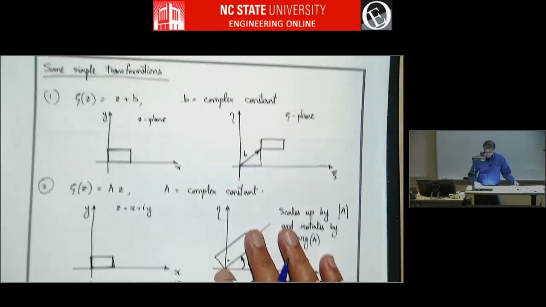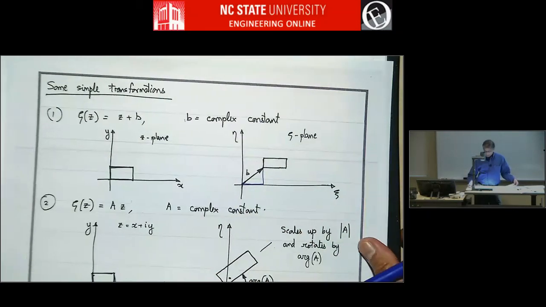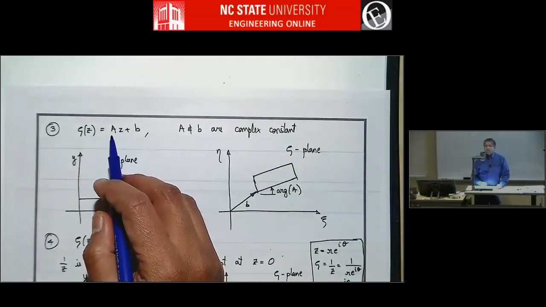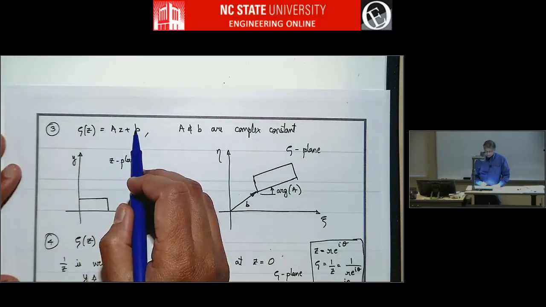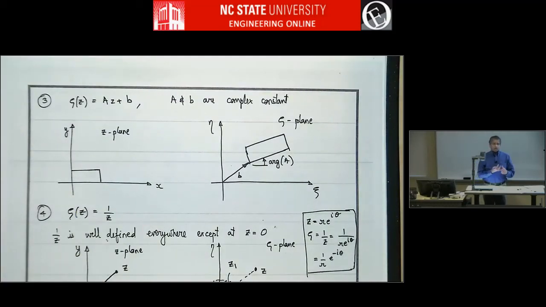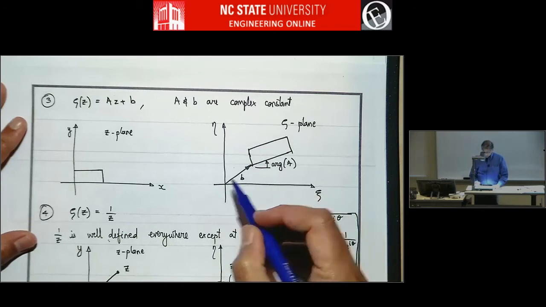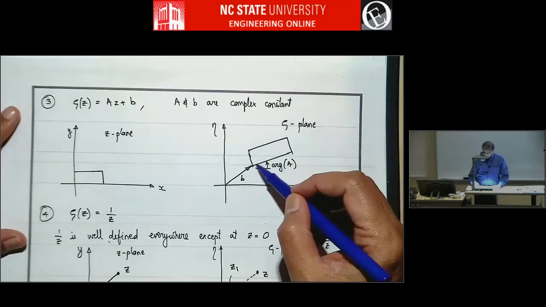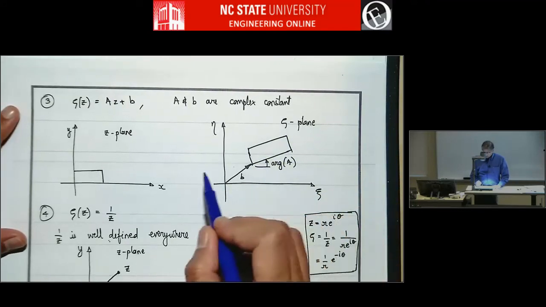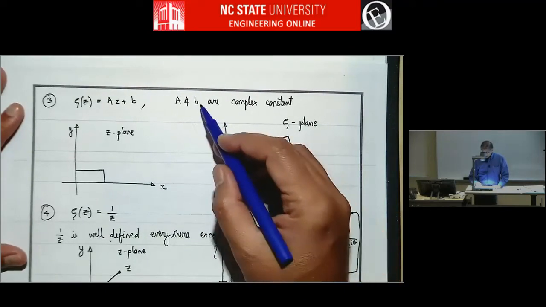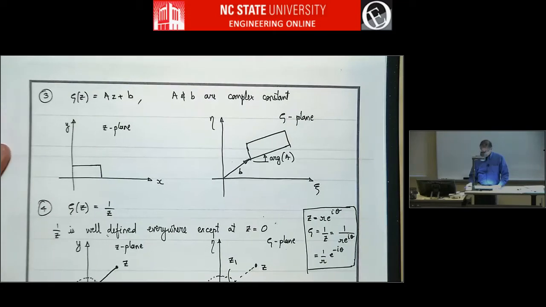Now we can add these two transformations, right? The next simple transformation is the sum of the previous two, zeta equals a times z plus b, where a and b are complex constants. So here you'll have translation, rotation, and scaling. If you draw a rectangle, that will get scaled by the magnitude of a, rotated by the argument of a, and then this whole thing will be displaced by the complex number b.